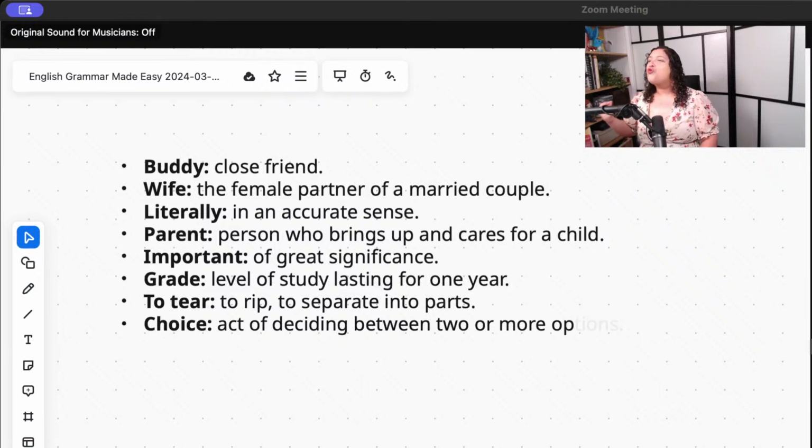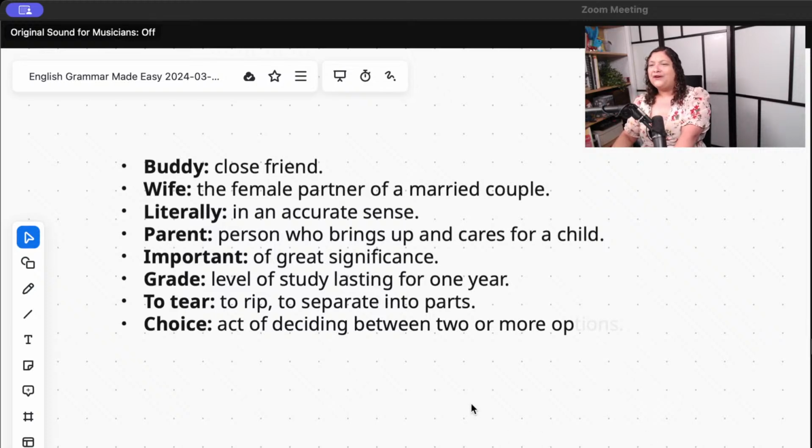Next, we have grade. Everyone, please repeat after me. Grade. All right, so grade is the level of study lasting for one year. So for an example, seventh grade, eighth grade, ninth grade, which is freshman year of high school, tenth grade, etc. Now, yes, the grade can also dictate the level of understanding of a particular subject. It's essentially a symbol telling a student how they are doing as well. So grade can mean those two things. It can also mean other things, but we're not going to worry about that right now.